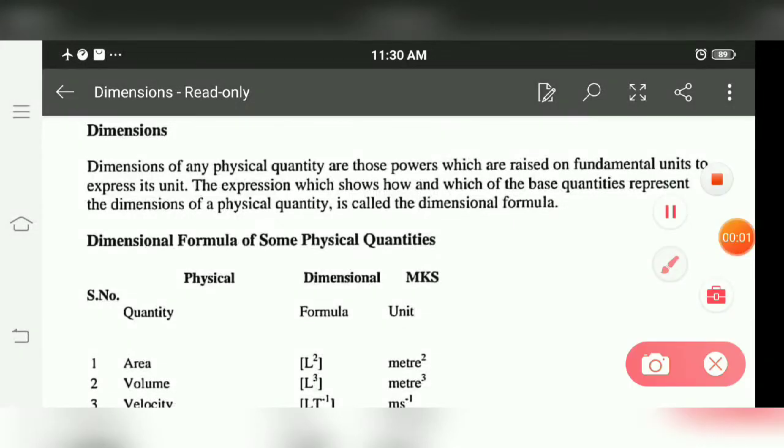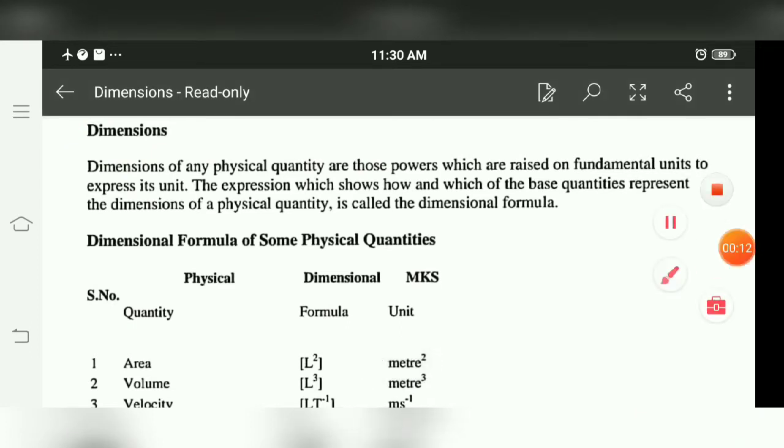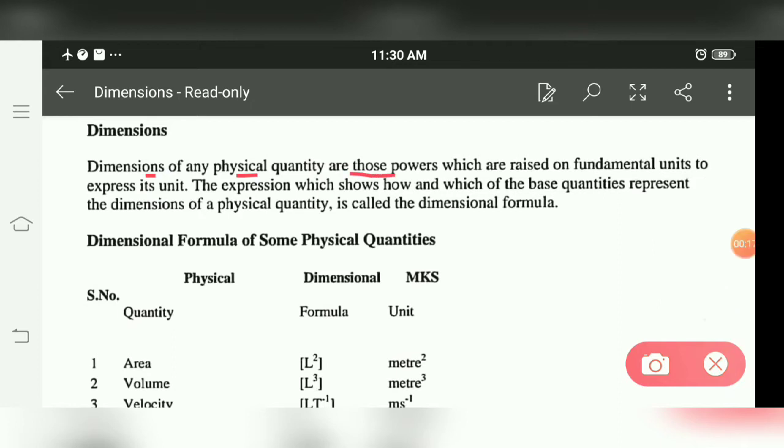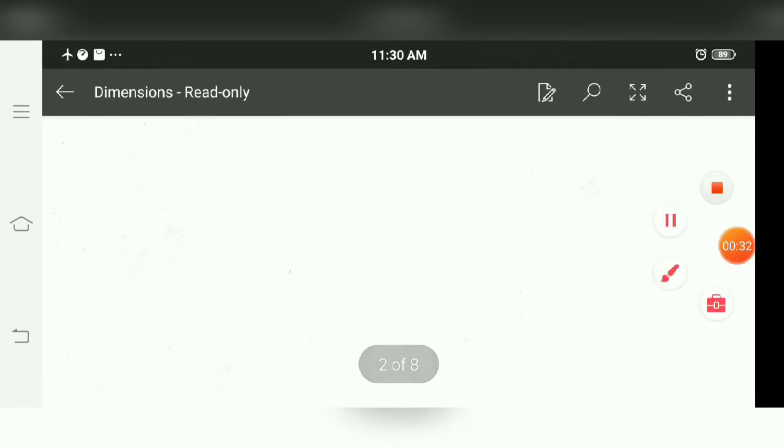In this video, we have to learn about dimension and its applications. First of all, what is dimension? Dimension of a physical quantity are those powers which are raised on fundamental units to express its unit. The expression which shows how and which of the base quantities represent the dimension of a physical quantity is called dimension formula.